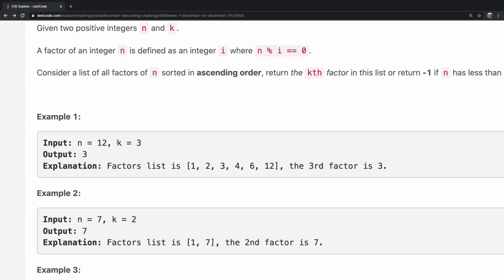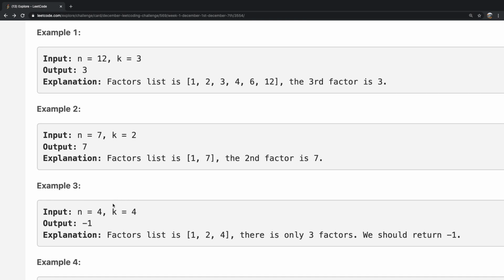But what we want to do over here is output what the third factor is for 12. So 1, 2, and 3, the third factor is going to be the number 3, and that's why we end up outputting 3. Another example: over here we have the number 7. Its factors are 1 and 7, and we want the second factor, which is 7, so we output that.